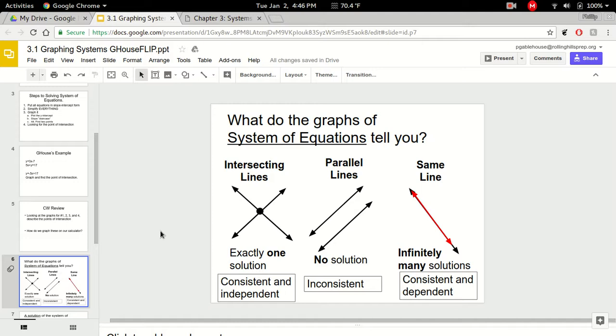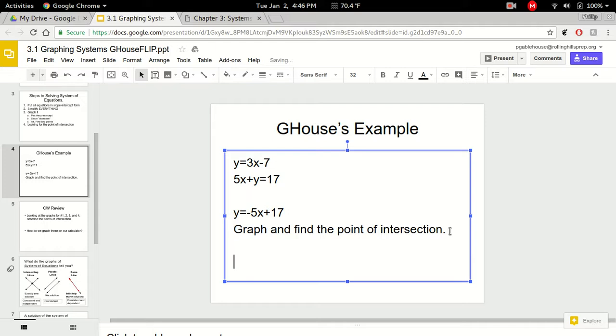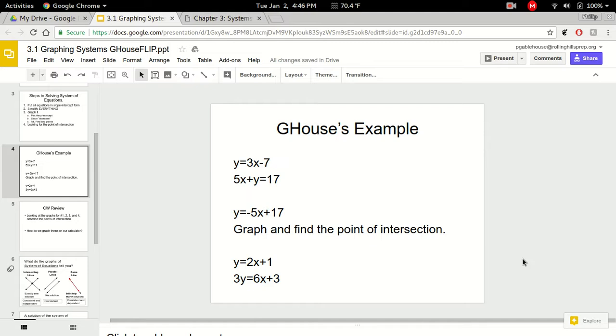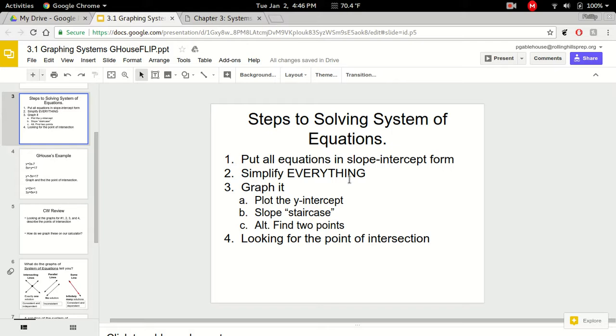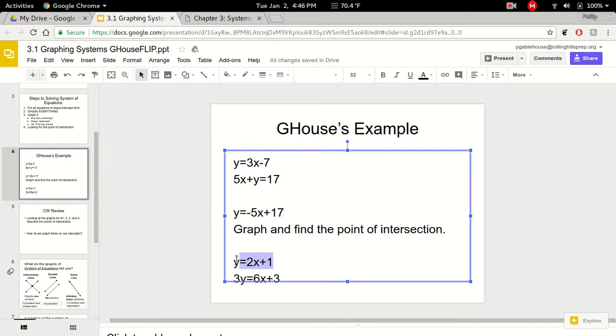Let me give you guys an example here. Let's go back to the GHouse example page just for a second. I'm going to come up with one. Let's say we had y is equal to 2x plus 1. But let's say that I had another line and I gave you something like 3y is equal to 6x plus 3. Now, just looking at these, they look like 2 different lines, but in this bottom equation every single number is a multiple of 3, so we can divide 3 out of everything, which goes back to this step of simplifying everything. So if we simplify everything in this case, we actually end up with our same exact equation here.